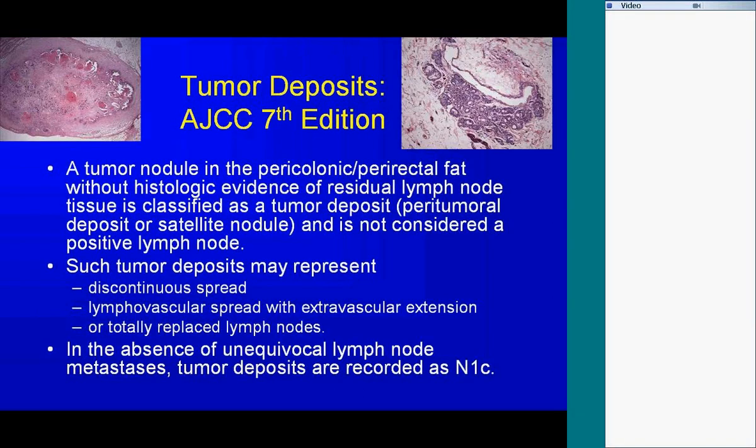Previously, I'll go back. There was basically inconsistency in how people were staging these cases. When I saw them and I didn't see them in a lymph node, then I considered that T3 disease usually. But the medical oncologists, when these were reported to them, wanted to consider them as metastatic lymph nodes. So there was a discrepancy in the staging, which this particular classification is designed to correct.